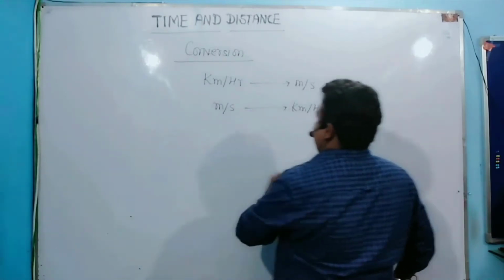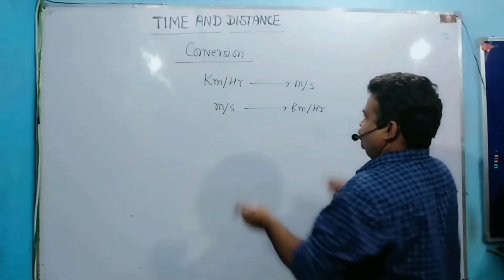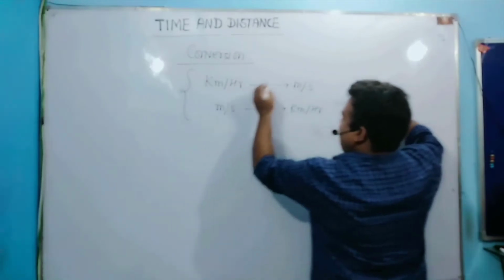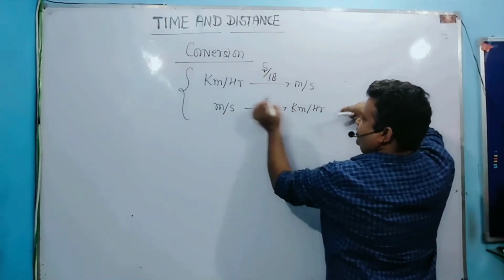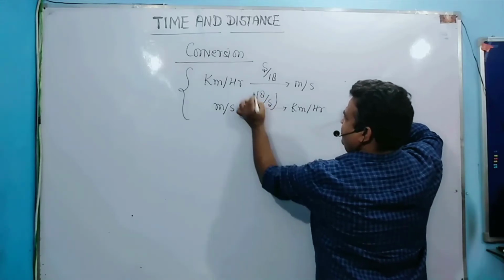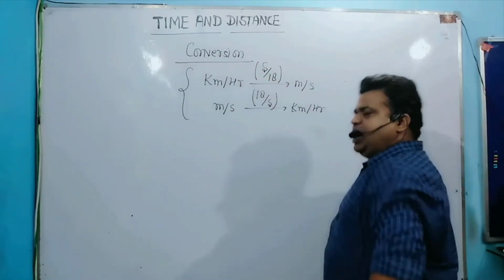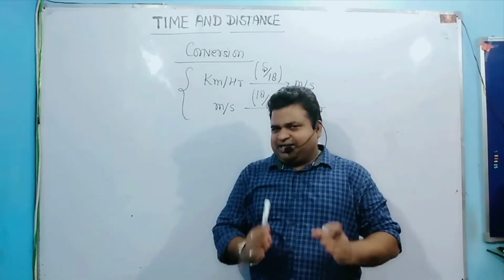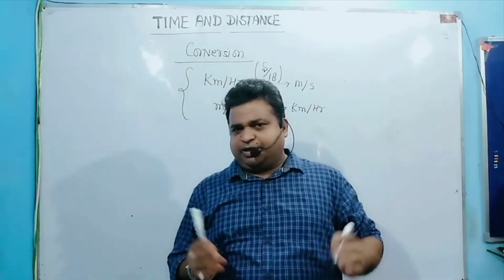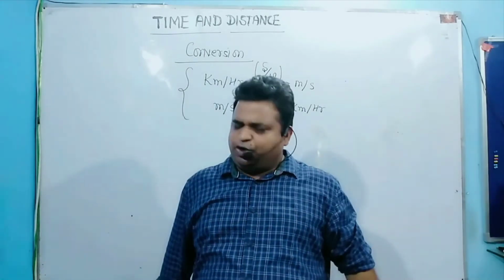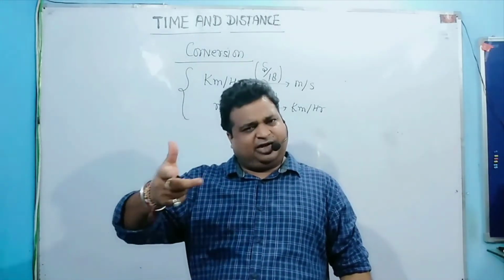Now, another question. First, just note this down. Kilometer per hour to meter per second, multiplying factor 5 by 18. And if you want to convert meter per second to kilometer per hour, multiplying factor 18 by 5. You need to remember this. If you learn this, it's very good. If you forget what the multiplying factor is, I know it is 5 by 18 or 18 by 5, but there is confusion.